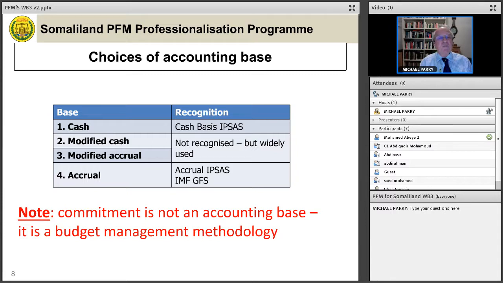Accrual accounting, well, that is what Accrual IPSAS and also the IMF Government Financial Statistics GFS manual are based on. And just to repeat, commitment is not an accounting base. It's a budget management methodology.